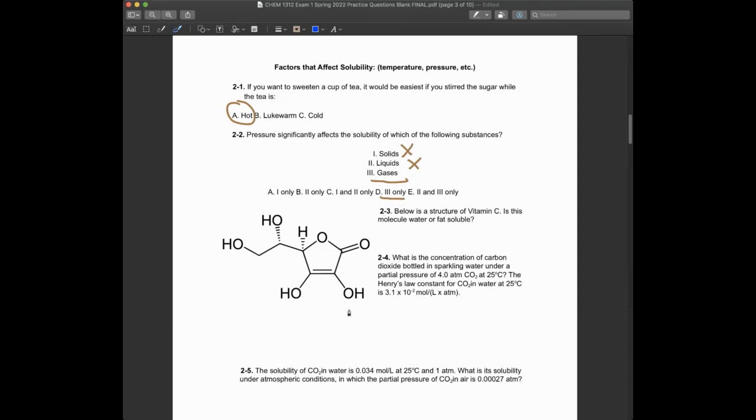Below is a structure of vitamin C. Is the molecule water soluble or fat soluble? Give you all a second. Fat soluble is going to be something that's nonpolar. Yep, that's correct. This would be water soluble because it has these OHs, see here? OH, OH, OH. Yes, so temperature affects all three.